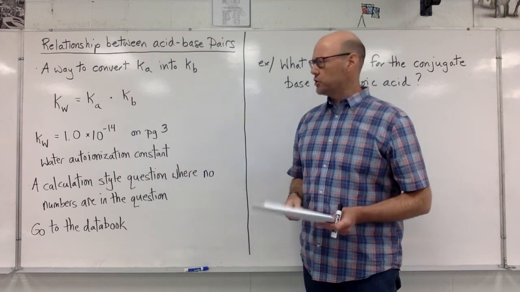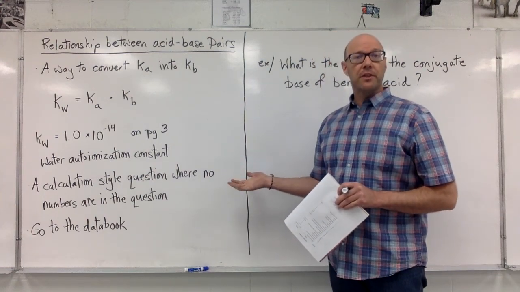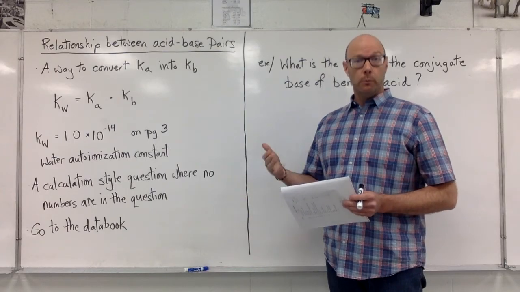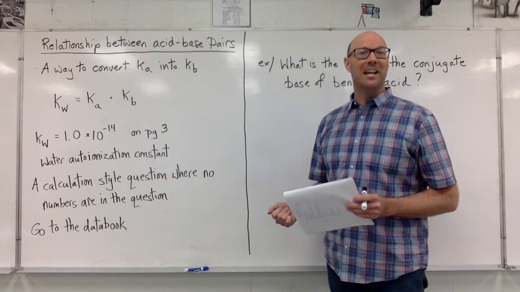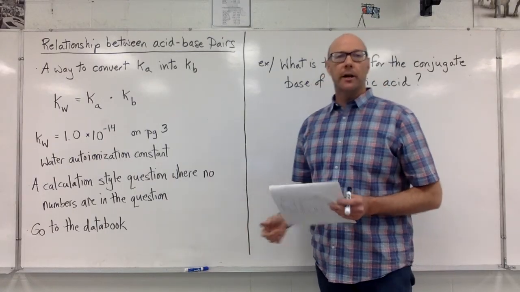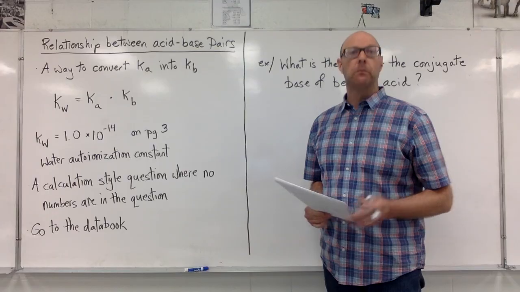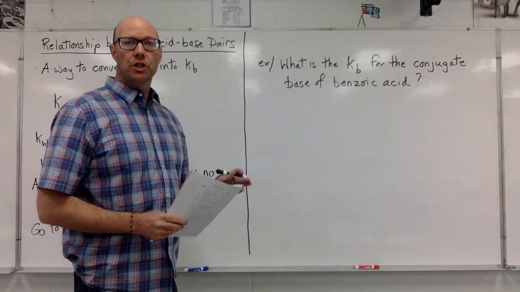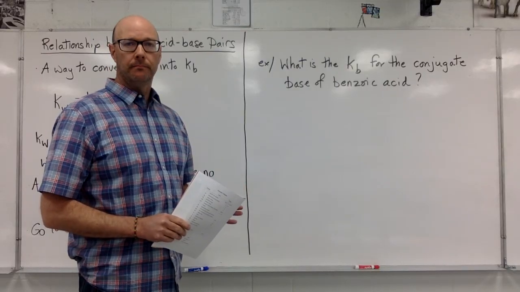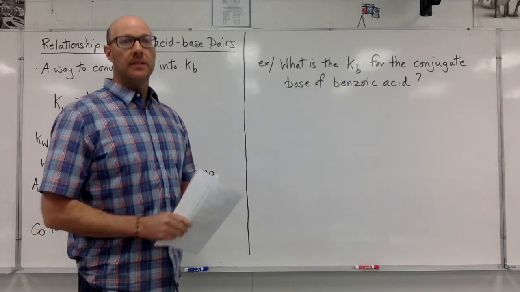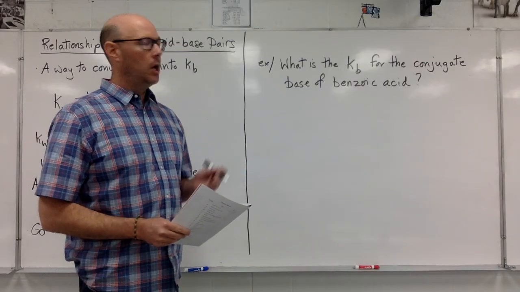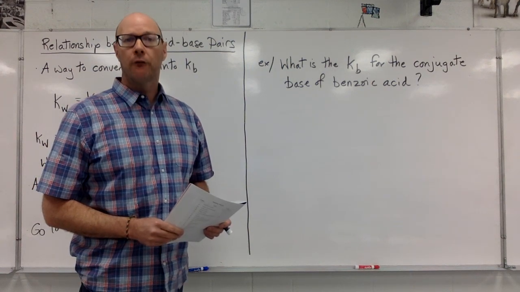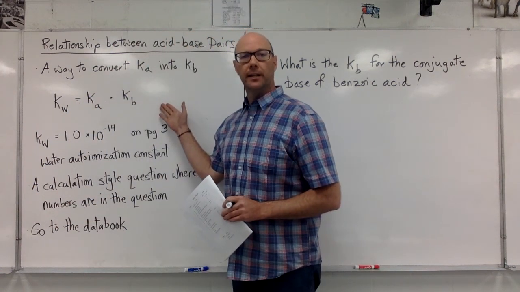This is a funny kind of question because the method that we're going to use to solve it is a calculation. It's a calculation style question. But when we read the question, there's not going to be any numbers in it. So it's incumbent upon us to go to the data booklet. It looks like this. What is the Kb for the conjugate base of benzoic acid? We're looking for Kb. This is going to turn into a calculation, but there aren't actually any numbers right in the question.